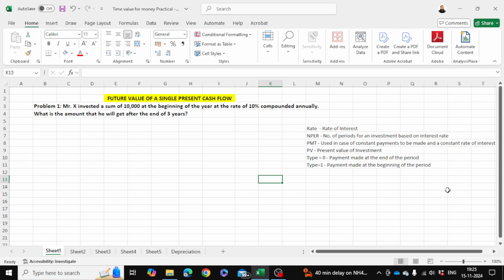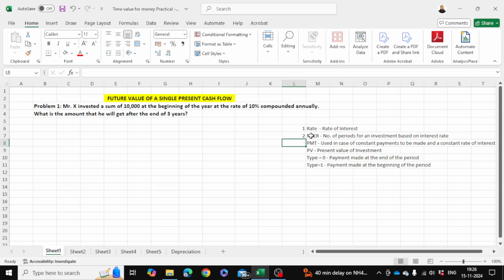It's very easy. Before we start with the practical, we need to be aware of the various terms which we are going to use in Excel while solving these problems for present value, future value, PMT, and depreciation. So some terminologies are going to come. First is your rate. Rate is your rate of interest given in the question. Second is N period. It is the number of periods for an investment based on the interest rate.